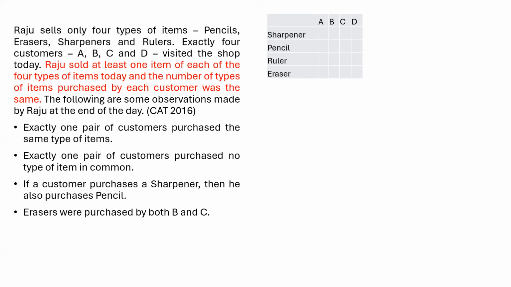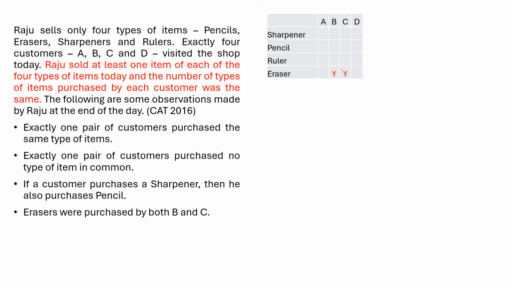The following are some of the observations made by Raju at the end of the day. Exactly one pair of customers purchase the same type of items. Very important statement again. Exactly one pair of the customers purchase no type of items in common. If a customer purchases sharpener, then he also purchases pencil. Erasers were purchased by B and C. So I'm going to use this statement and make a table like this and mark here that eraser was purchased by B and C.